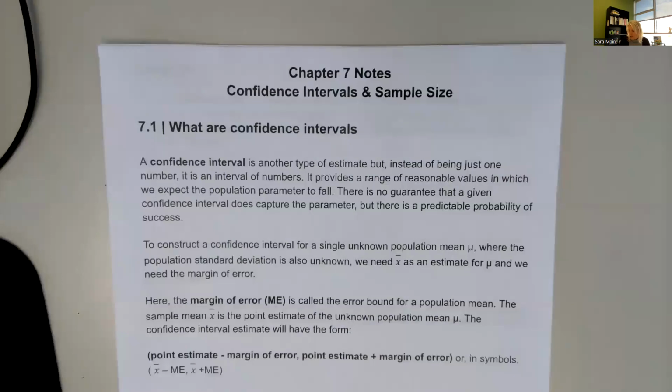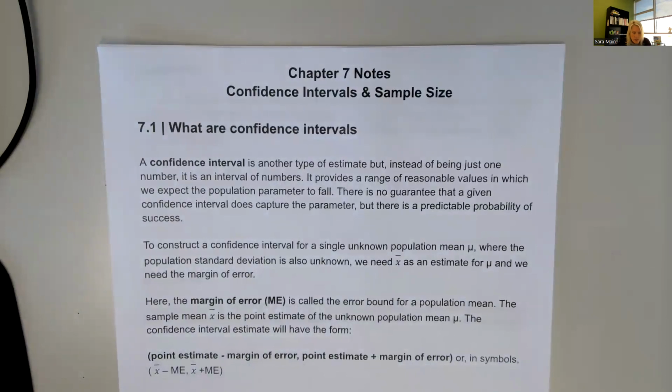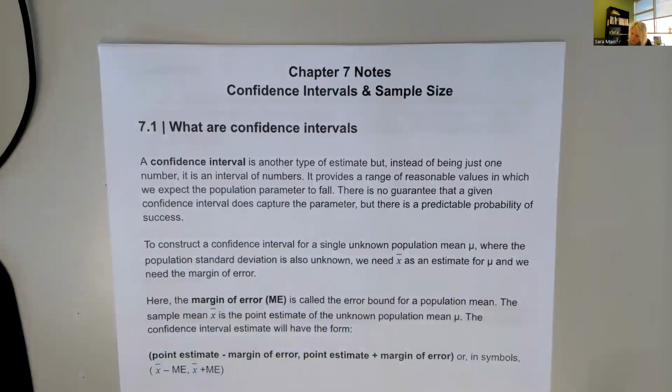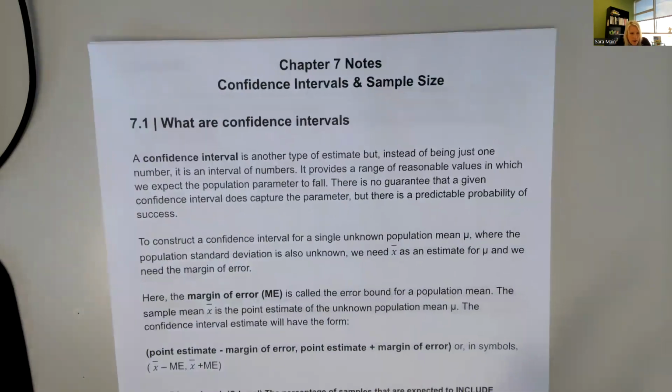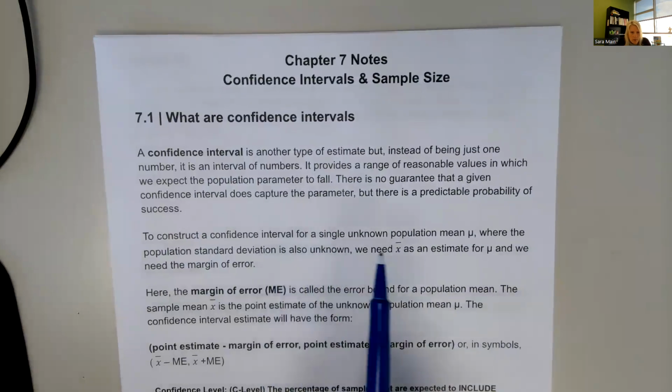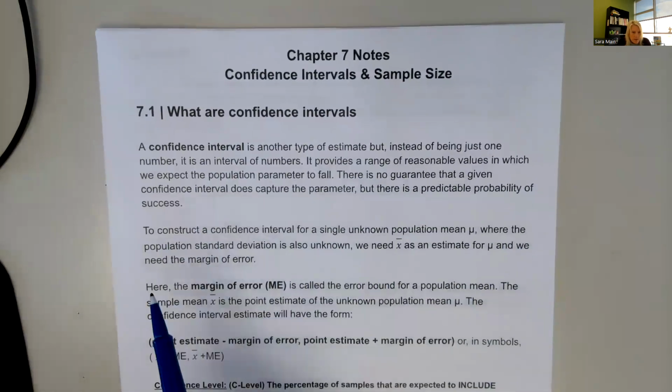So by definition, a confidence interval is another type of estimate, but instead of being just one number, it is an interval of numbers. It provides a range of reasonable values in which we expect the population parameter to fall. There is no guarantee that a given confidence interval does capture the parameter, but there's a predictable probability of success.